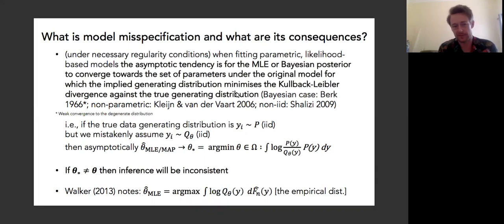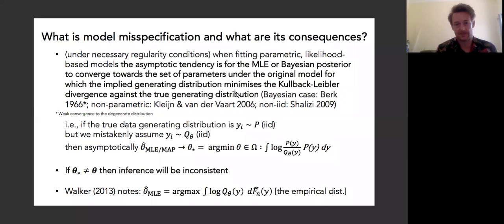And perhaps the most important one is that whether we're talking about the maximum likelihood estimator or the Bayesian posterior itself, for a class of sufficiently well-behaved simple models, we know for sure that asymptotically, as more and more data is added, the maximum likelihood and the Bayesian posterior will converge towards a set of parameters. We can say something about what this set looks like: it's the set of parameters under the proposed model for which the implied generating distribution, so the model for the observed data, minimizes the Kullback-Leibler divergence against the true generating distribution.